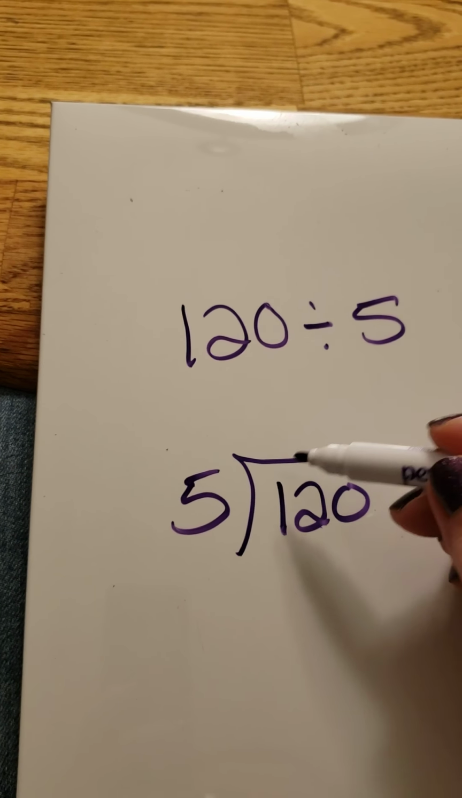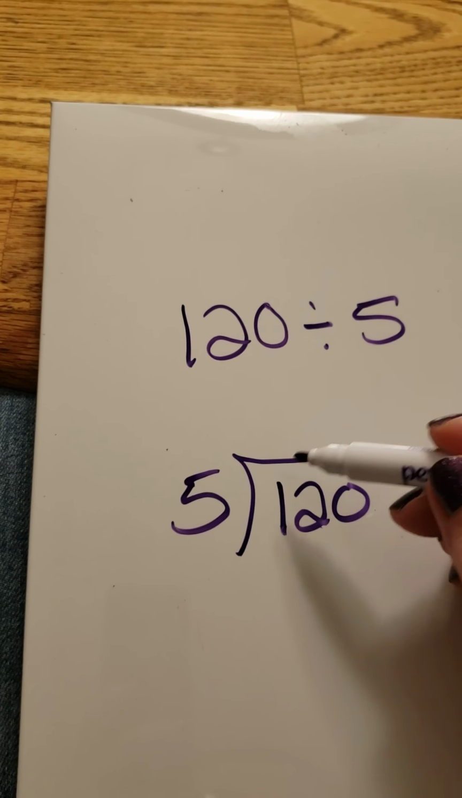Okay, so I'm going to look at this and I'm going to say, can 5 go into 1? No. But can 5 go into just 12? Yes. How many times can 5 go into 12? 2 times. Okay, so 2 goes at the top. Then I'm going to take my 2 and multiply it by my 5. So 2 times 5 is 10. That number goes down here. I'm only working with these two numbers. And I subtract. 12 minus 10 is 2.